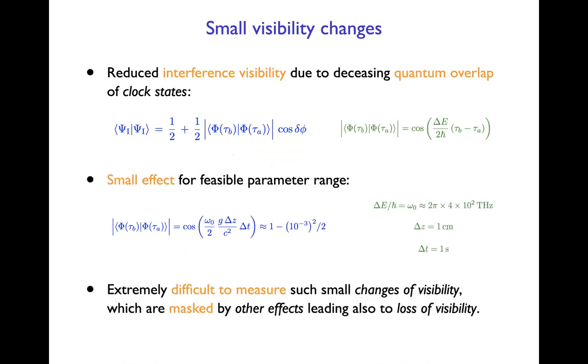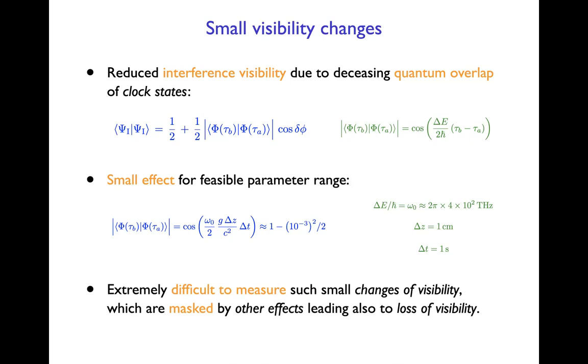And finally, the third one, which is more of a practical nature. It has to do with the fact that, if you really want to measure this, let's see how small these changes in visibility are for typical parameters that are doable in current experiments or in the near future.